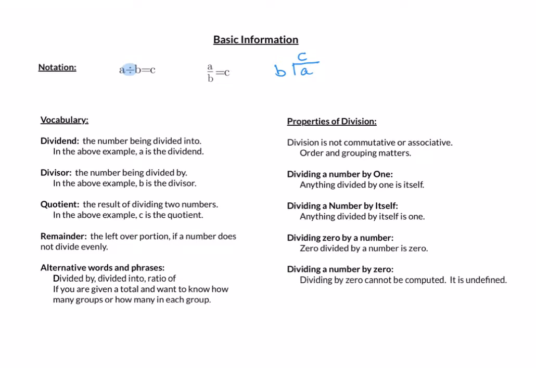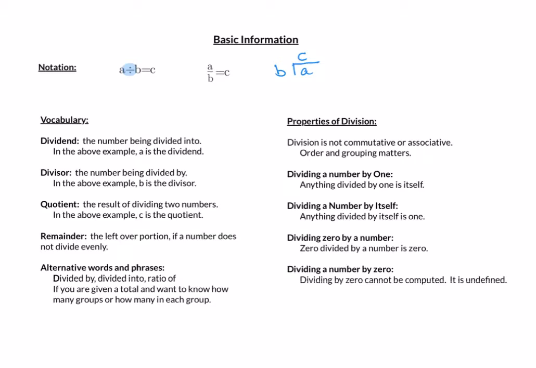We also have one other piece of information involving division, and that's remainder. This is the leftover portion if a number does not divide evenly. Some other phrases or words that we want to keep in mind when talking about division are divided by, divided into, and ratio of. When working with word problems, if you are given a total and want to know how many groups or how many in each group, that is also an indication that you are talking division.